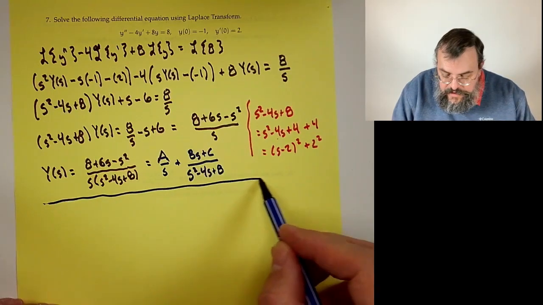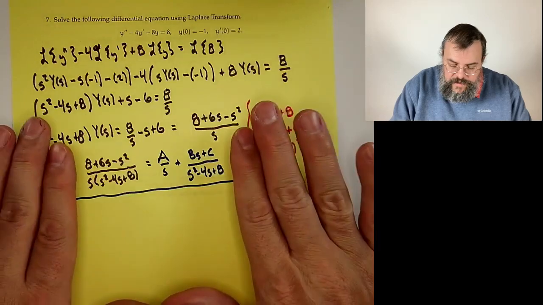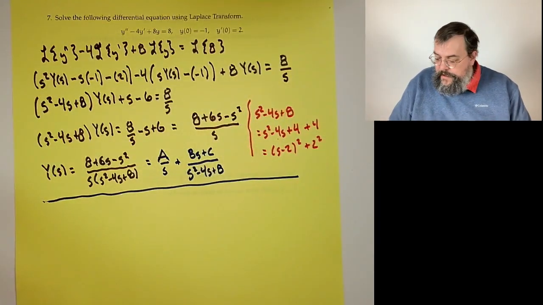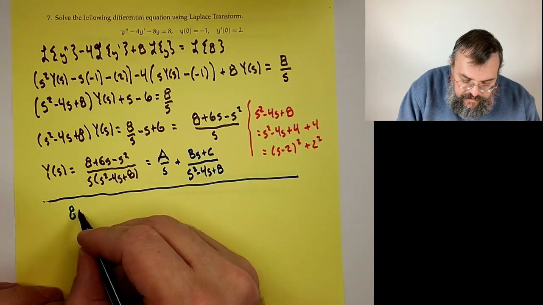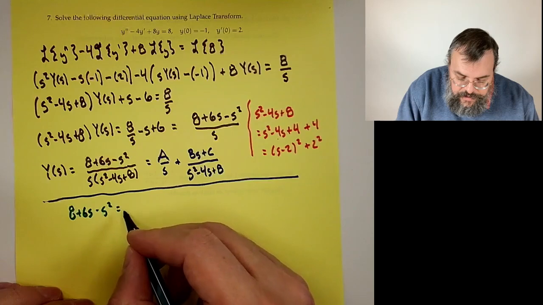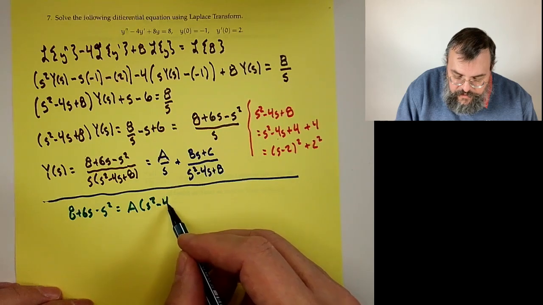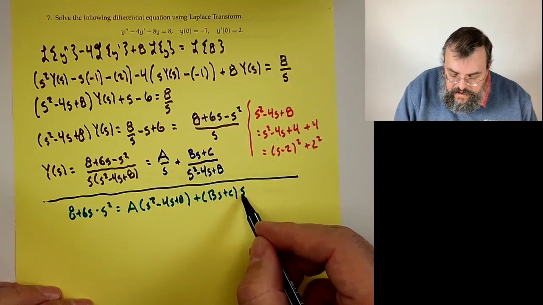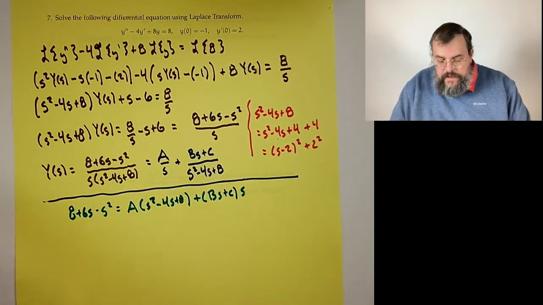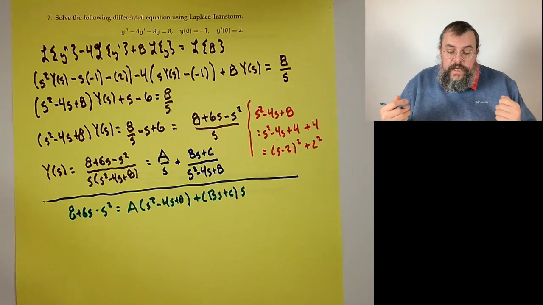So now do a little detour here, partial fractions detour. And what we do is we just think about this expression, clearing off our denominators. Well, we'd have the following. We would get that 8 plus 6s minus s squared is equal to A times s squared minus 4s plus 8, plus b times s plus c times s. Now, you could plug in s equals 0, and if you do that, you'll get that a equals 1.